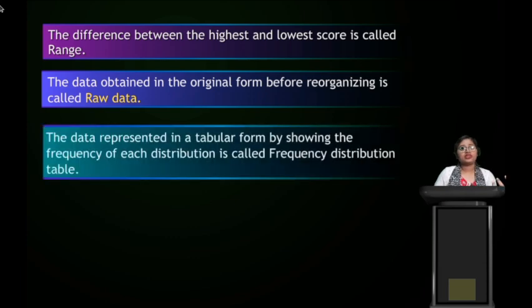And we also learned the frequency distribution table, right? Yes, the data represented in a tabular form by showing the frequency of each distribution is called a frequency distribution table. So these are the important points you have to remember. Also we have learnt the graphical representation of data. Firstly we have learnt the bar graph, and then the histogram, and then the frequency polygon, isn't it?